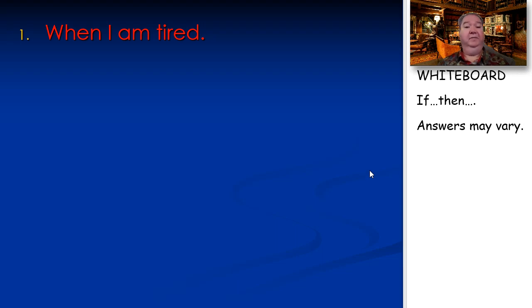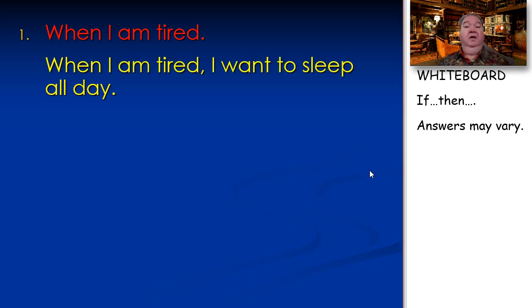So, when I am tired, it's an incomplete thought, so we can complete the thought. When I am tired, I want to sleep all day. So when I am tired, dependent clause, comma, independent clause. I want to sleep all day.